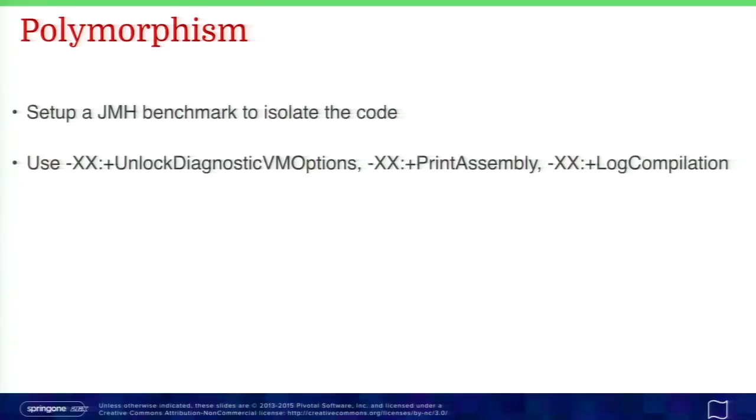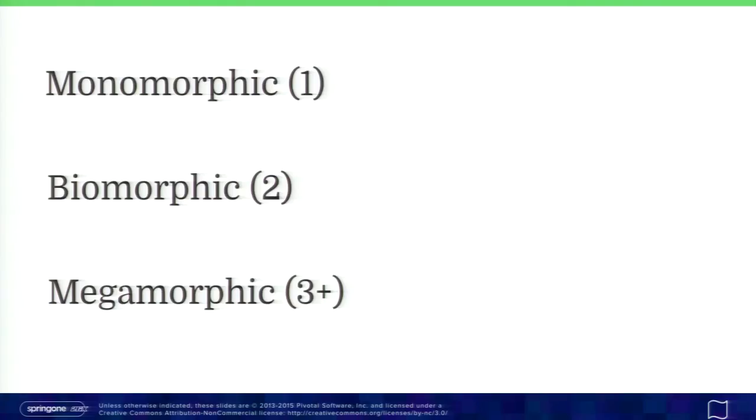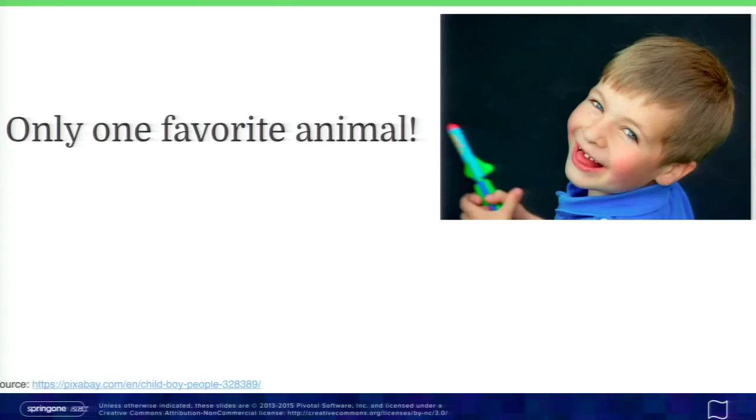All right, so this is polymorphism. Essentially what I've done is I've set up a JMH benchmark, and I ran with the print assembly and the log compilation. And so the case when you only have 1 type is called monomorphic. When you have 2 types, bimorphic. 3+ types is megamorphic. And what we learned today is essentially the less types you have, the faster you're running, with 1 or 2. So what do we go and tell John? Only 1 favorite animal. Don't be switching to the tiger.